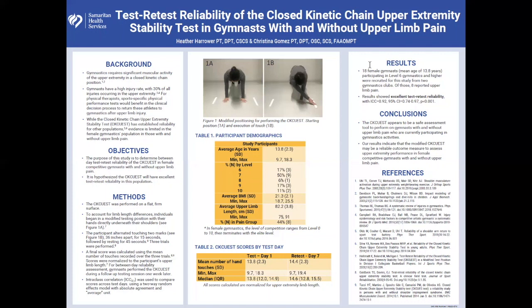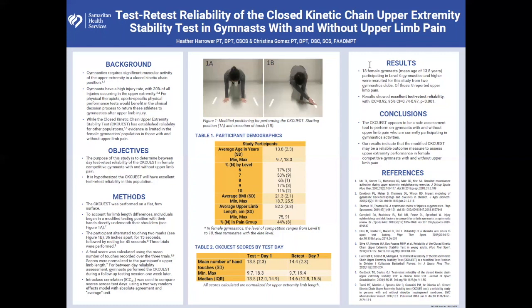The CKC-UEST is performed in a plank position. In the modified test position, the participant starts with their hands directly below their shoulders, alternating touching two marks 36 inches apart for 15 seconds. For this study, participants performed three trials, and a final score was calculated using the mean number of touches over the three trials and normalized to the participant's upper limb length.